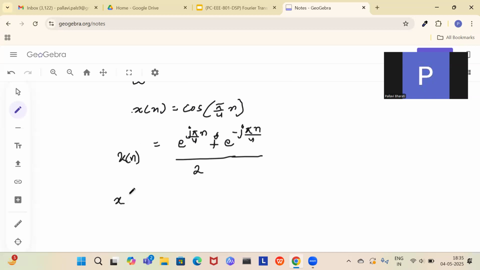Now, if you compare with the formula of x[n], what was it? It was the sum of c_k e to the power j 2 pi k n by N, where k varies from 0 to N minus 1. Now we will compare these two. This one, let us take it as 1, and this one, let us take it as 2.